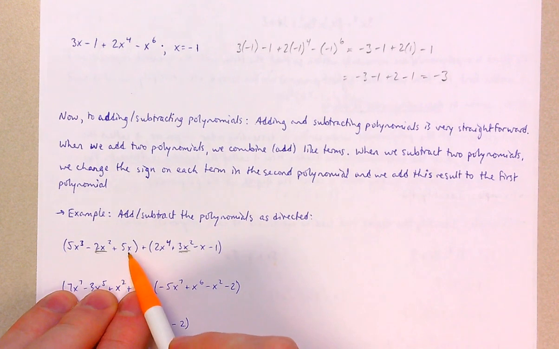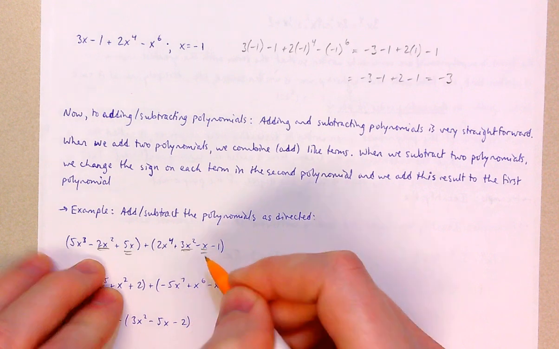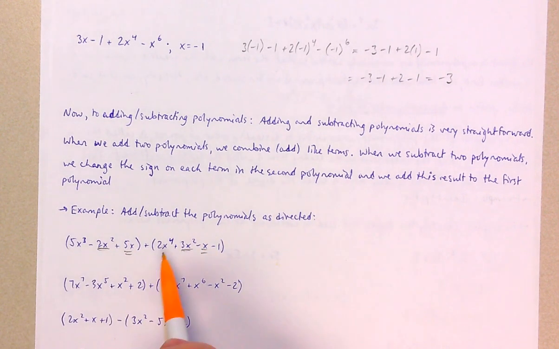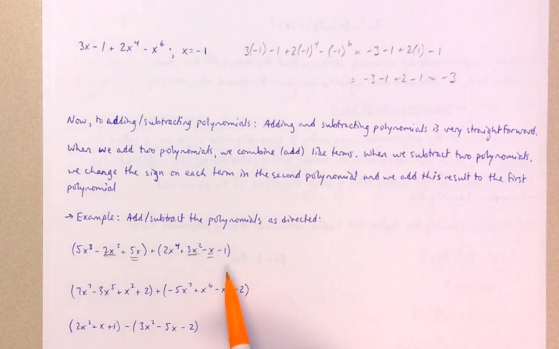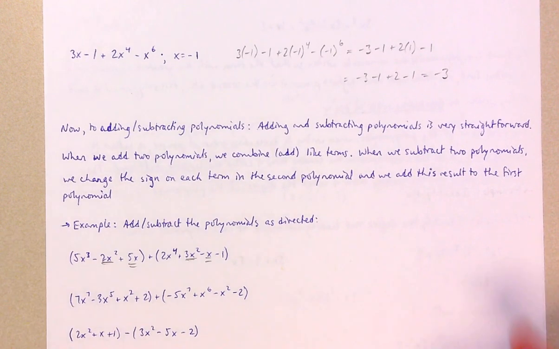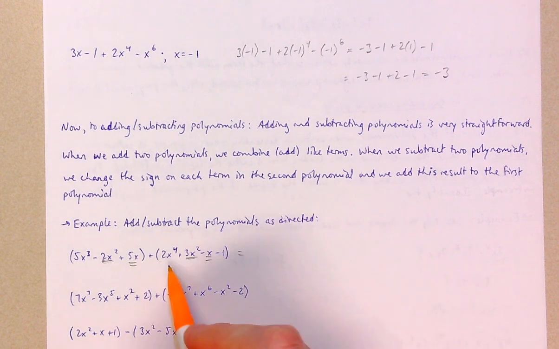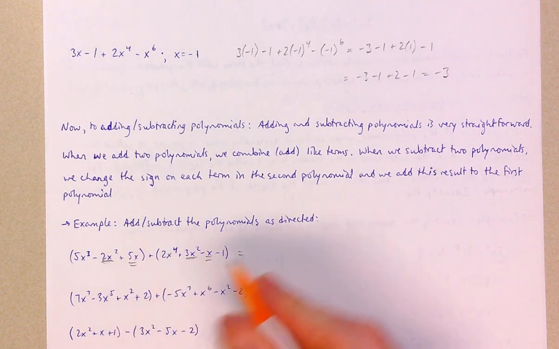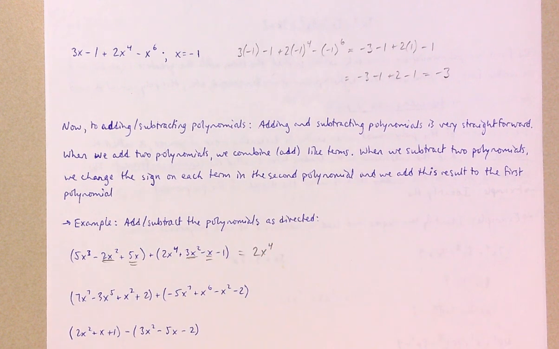I see an x and I see an x. So I'm going to combine those. I don't see anything else with an exponent of 4, and I don't see anything else that's just a number, just a constant. So when I write this, and again, we're going to write this the way that we typically do, in descending order of power. So my highest power showing up here is 4. So it's going to be 2 times x to the 4th.